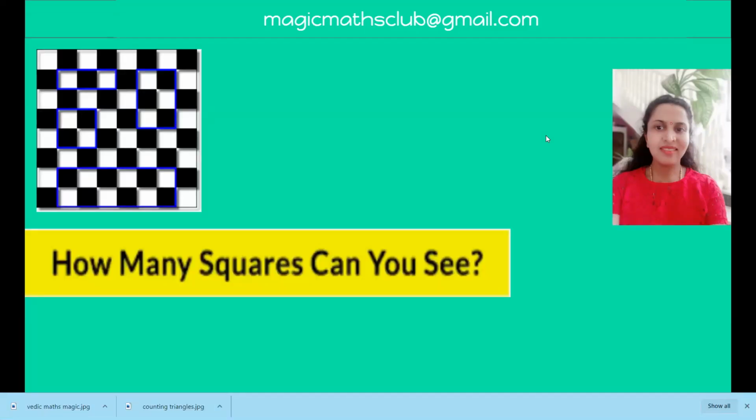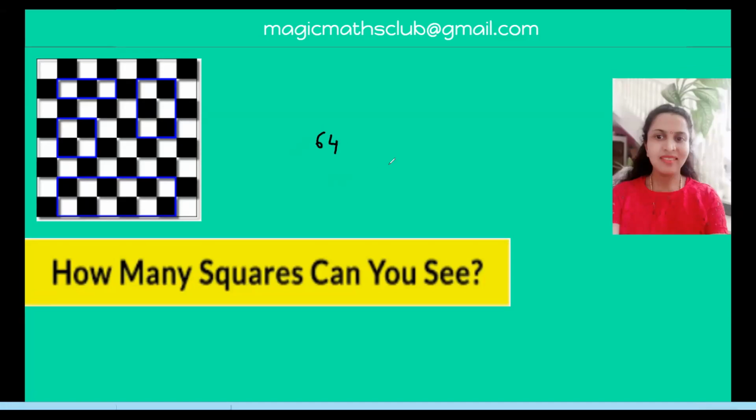Every time we have been hearing that a chessboard is made up of 64 squares, but that is only the small squares they are counting. It is not the total number of squares. The total number of squares will be what? 8 square plus 7 square plus 6 square, till how much? 1 square. So that is indeed a big number. So never say that it will be only 64 squares. It will be more.